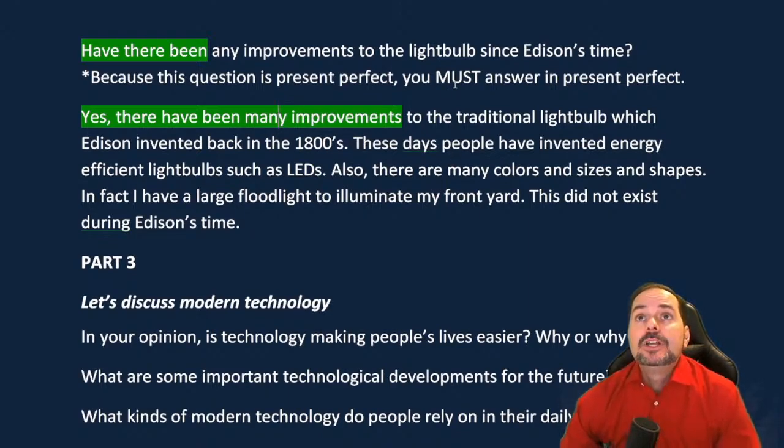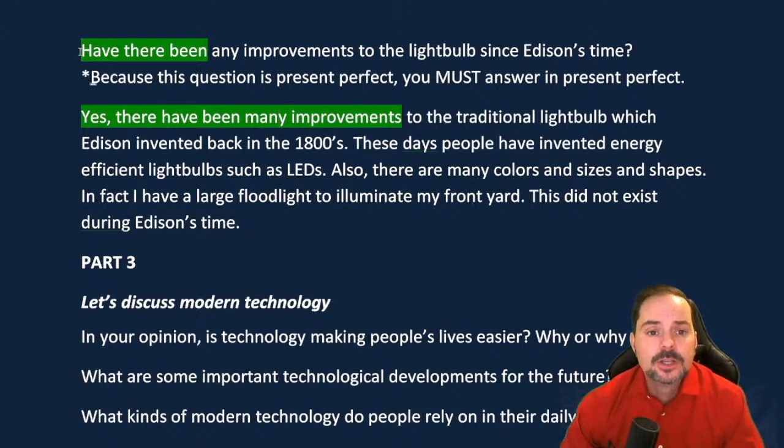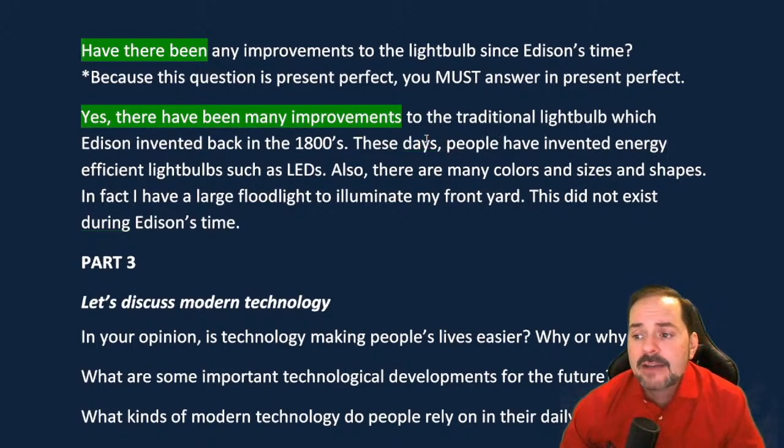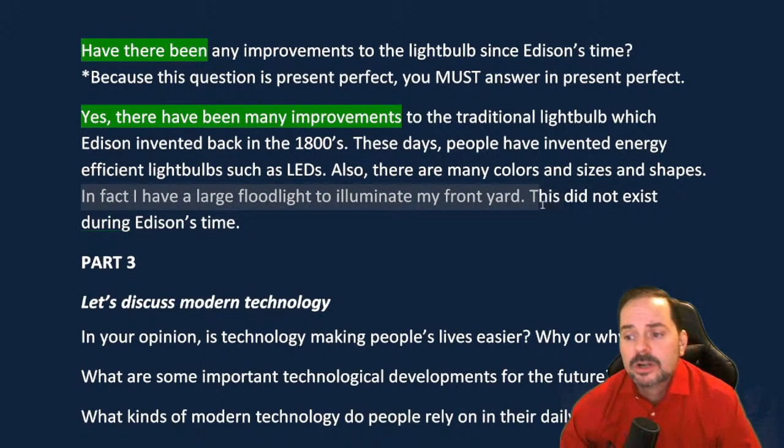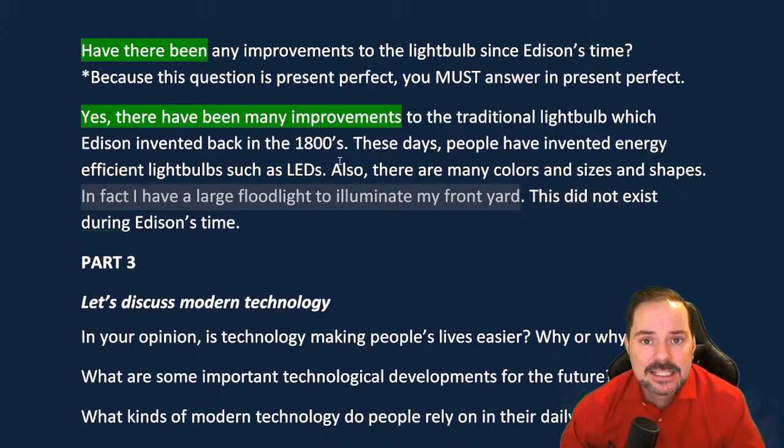Okay. So here we go, everyone. Practice with me. First, let's do the question, and then we'll respond. So, have there been any improvements to the light bulb since Edison's time? Yes, there have been many improvements to the traditional light bulb, which Edison invented back in the late 1800s. These days, people have invented energy-efficient light bulbs such as LEDs. Also, there are many colors and sizes and shapes that people can buy nowadays. In fact, I have a large floodlight to illuminate my front yard. This did not exist during Edison's time.